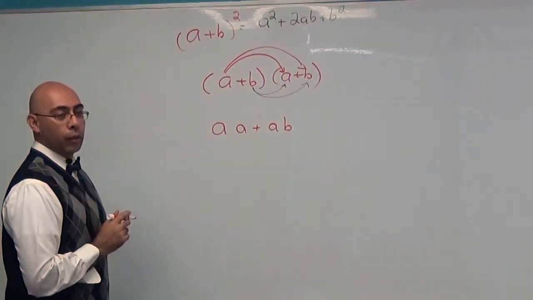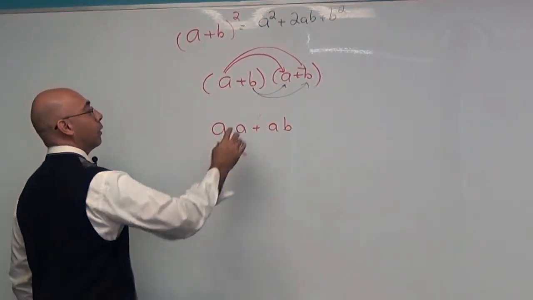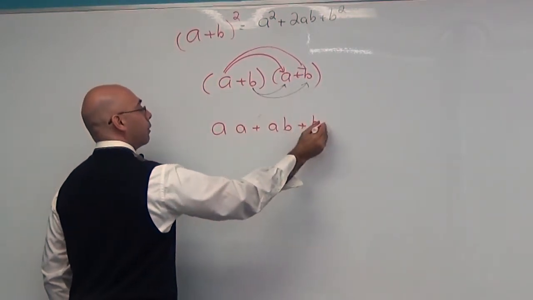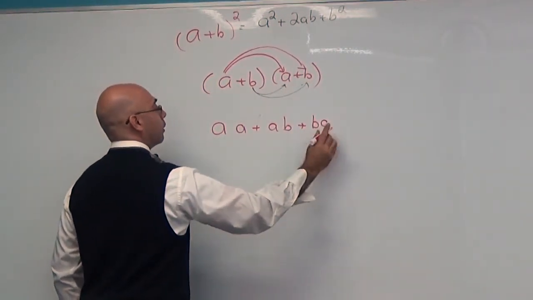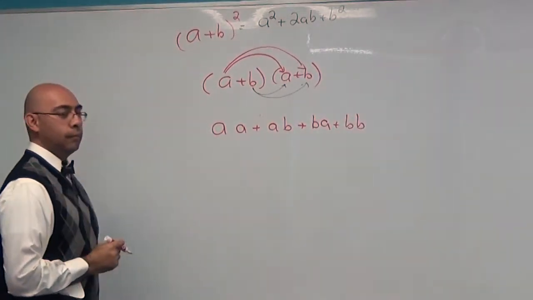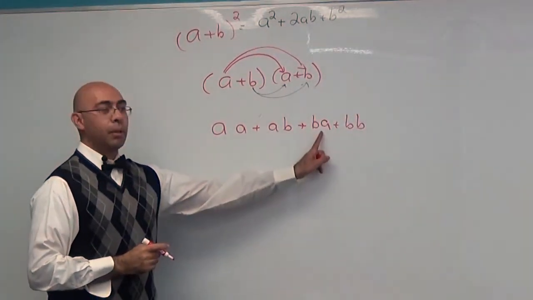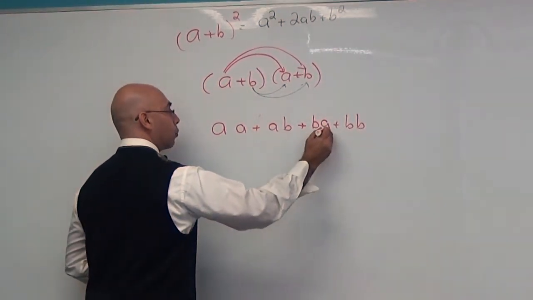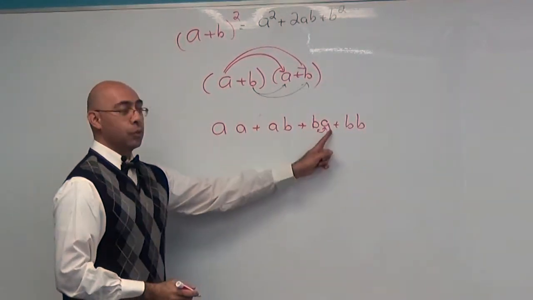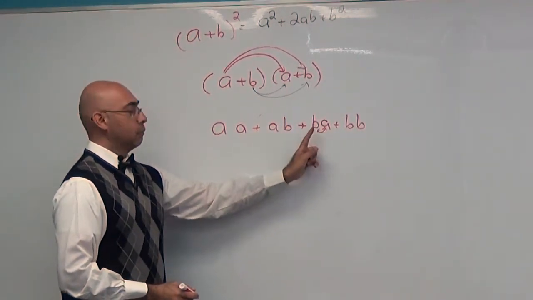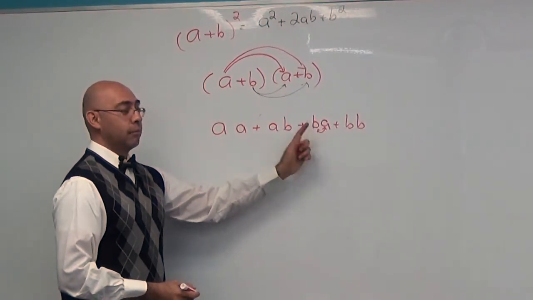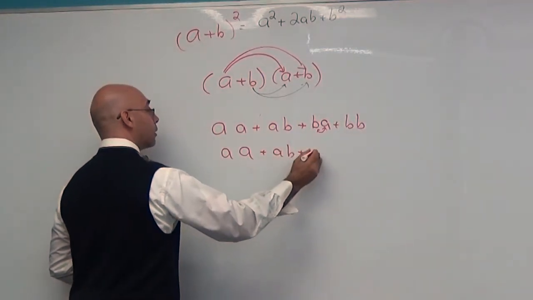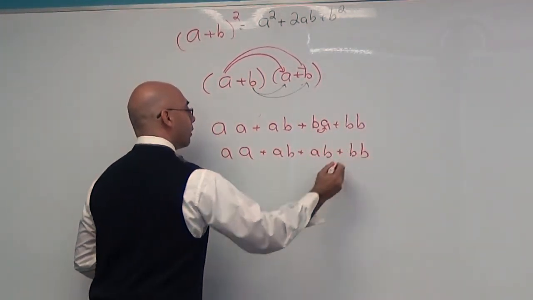Now I'm going to stick with the alphabetical order because that's what we grew up learning. B times A, same sign, so it's positive. I'll just write it as BA. B times B is BB. Now when it comes to multiplying, does it matter what order you multiply in? No. So I'm going to switch these two around because it doesn't matter. If this was a 5 and a 2, 5 times 2 is 10. But if I switch it around, what's 2 times 5? So it doesn't matter. So I'll rewrite it as AA plus AB plus another AB plus BB.